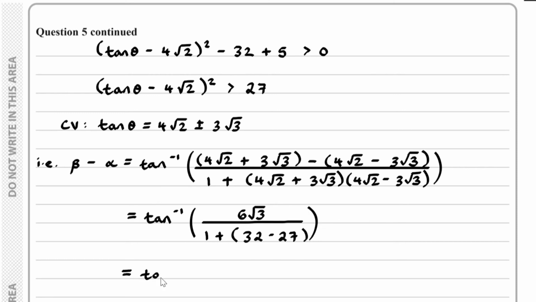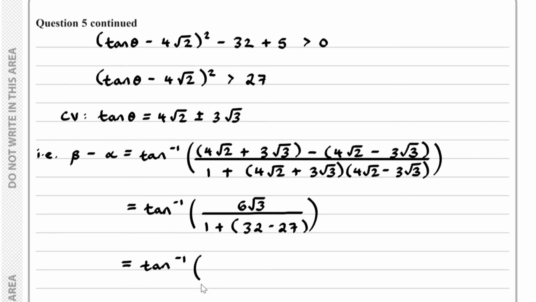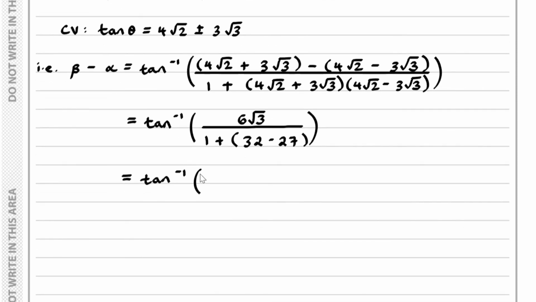So I've got the inverse tangent of 6 root 3 divided by 6. So I've got the inverse tangent of root 3, which is just 60 degrees.